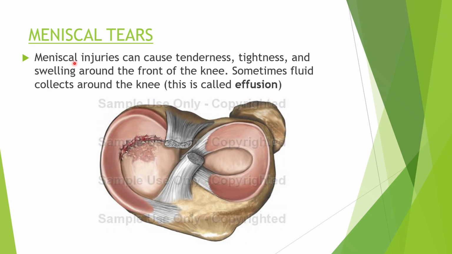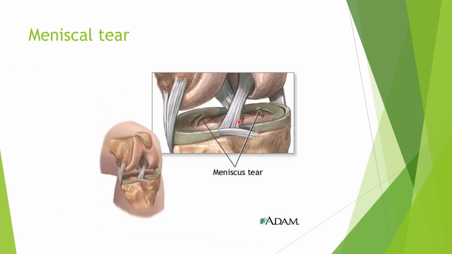The menisci, that's the medial and the lateral menisci, can get injured. They can cause tenderness, tightness, swelling, inflammation around the knee. These are the menisci which can get torn during injuries.